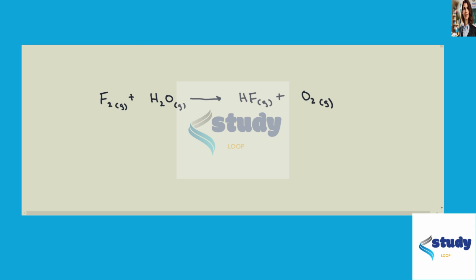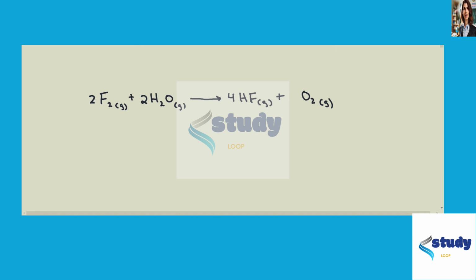Just because I've already gone through this with trial and error, I'm going to start with the oxygen. There's one oxygen on the reactant side, and there are two on the product side. So I need a 2 in front of H2O to give me 2 oxygen. Now I have 2 times 2, or 4 hydrogen, which necessitates a 4 in front of HF. That gives me 4 fluorine, so I need a 2 in front of the fluorine gas to give me 2 times 2, which is 4.